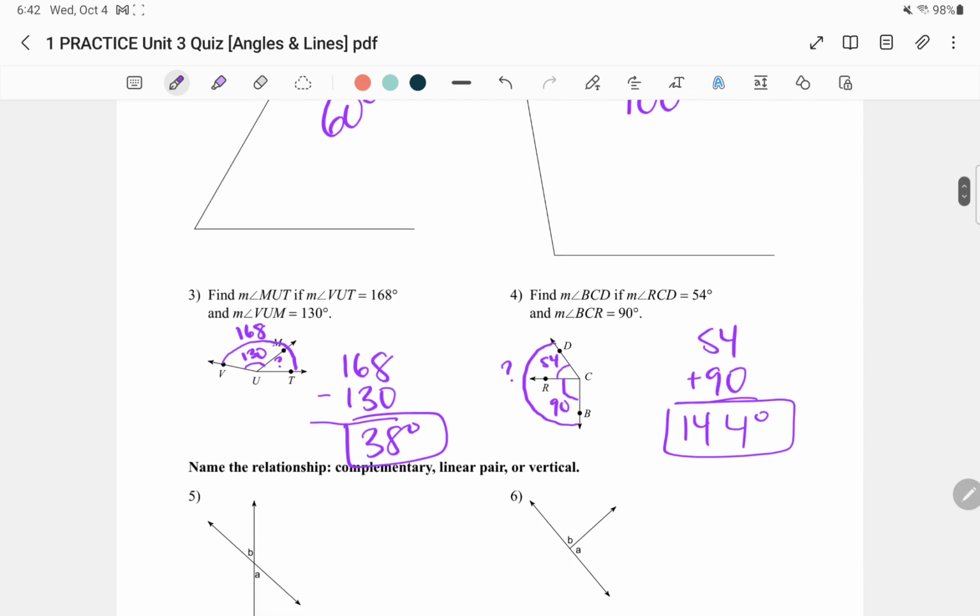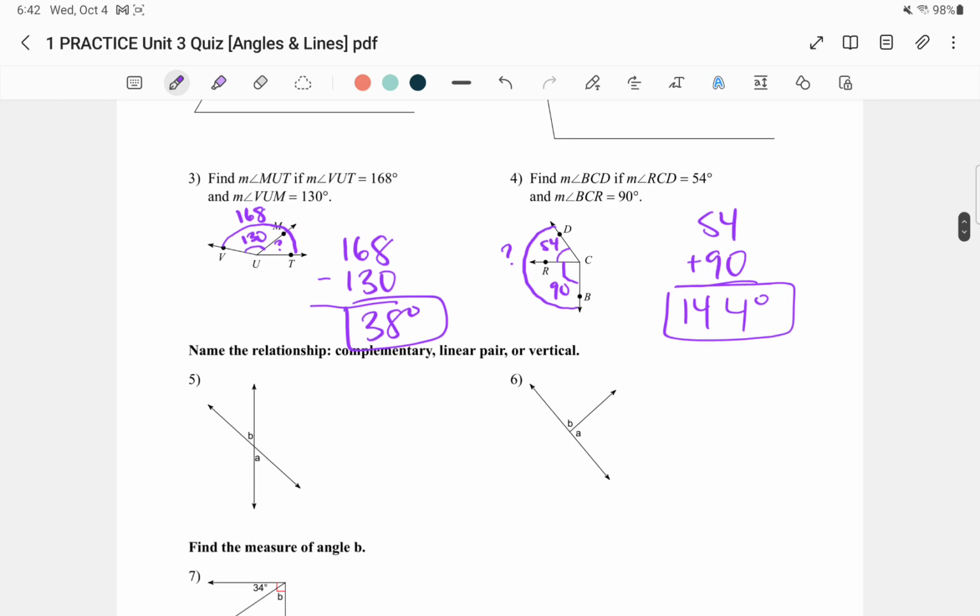All right, so for number 5 and 6, we're going to name the relationship. It's either going to be complementary, linear pair, or vertical. This is like our word bank right here. We have to use one of these. So let's look at number 5. So these angles are across from each other, so they are vertical, right? Let's just label over here. So vertical is across from each other.